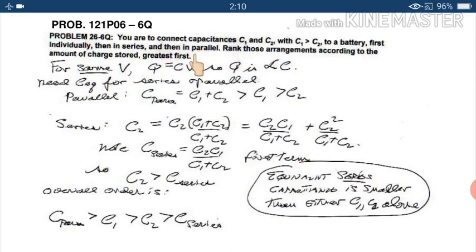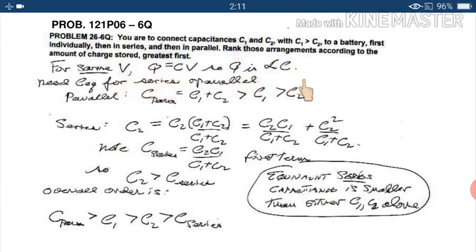Now what is the question? Rank those arrangements according to the amount of charge stored, greatest first. So simply we have to rank them, which one has greater charge and which one has less charge: first, second, third, in that way we have to arrange them. Now we know this thing: what is Q? Q is equal to C into V. And for the same V, we can write that Q is directly proportional to C.